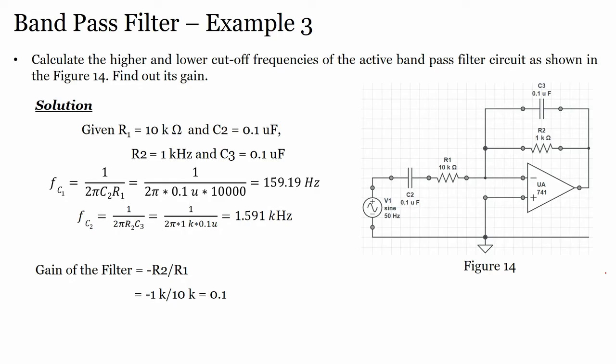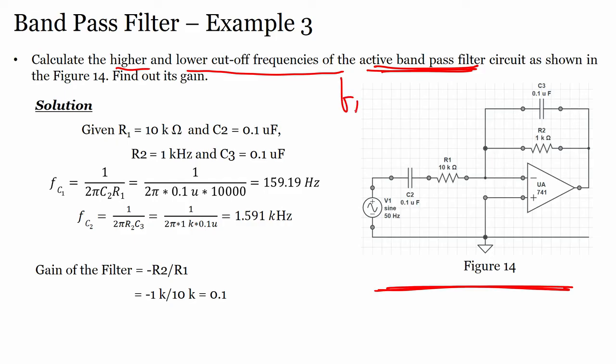This is one more example of a band pass filter before we go to the actual experiment. Calculate the higher and lower cutoff frequencies of the active band pass filter as shown in figure 14. Suppose we are given this figure and we are asked to find FL and FH. How can we find these frequencies based on the values given in the circuit? R1 is given, C2 is given, R2 is given, C3 is given.